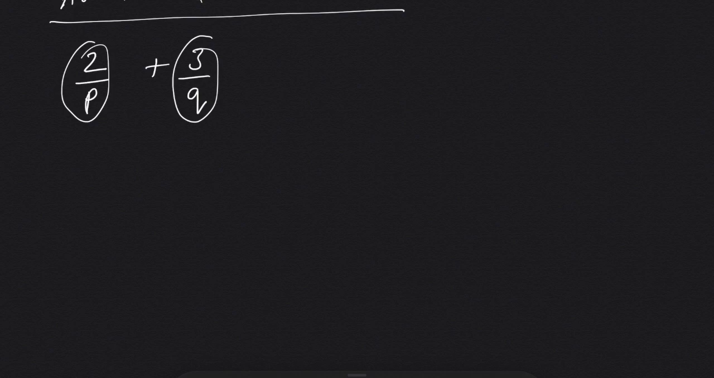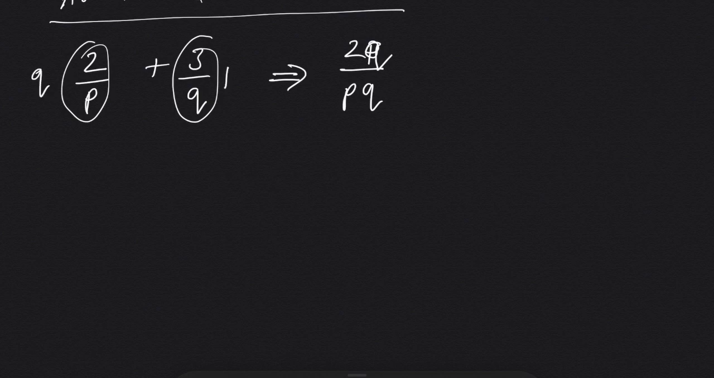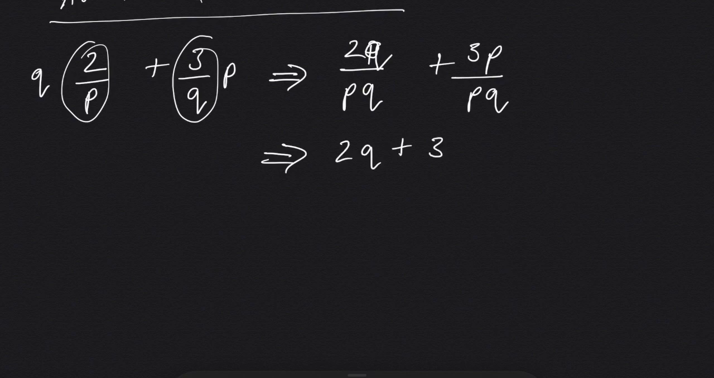So we need a p and a q on the bottom of both of them. So what we could say is 2q divided by pq. So we've multiplied by q here. And we could multiply this by p, so we could say plus 3p all over pq. Now we have these common denominators. Therefore, we can now simplify this problem to say 2q plus 3p over pq. So this becomes our answer.